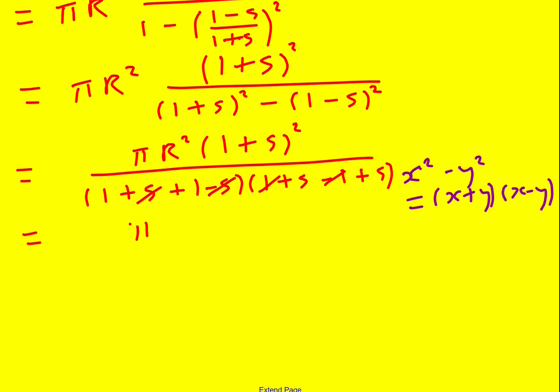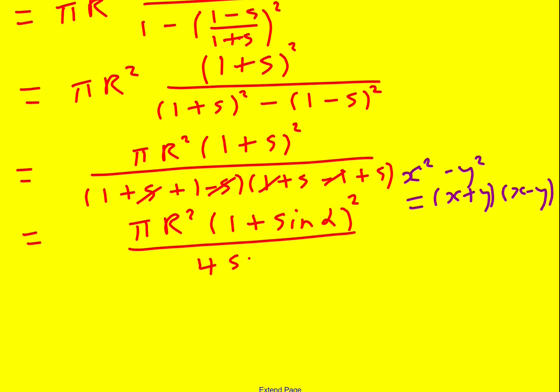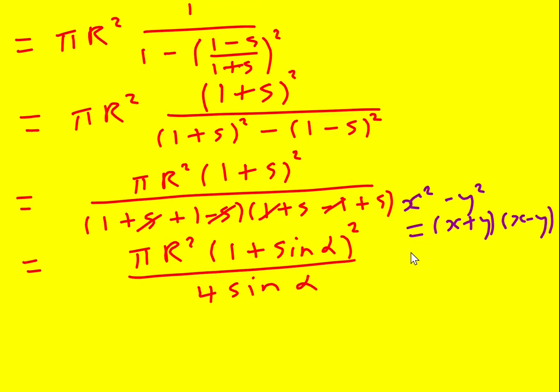So my final answer is going to be pi r squared, 1 plus sine alpha all squared all over 2. Oh wait, it's going to be 2 times 2 sine alpha, it's going to be 4 sine alpha.